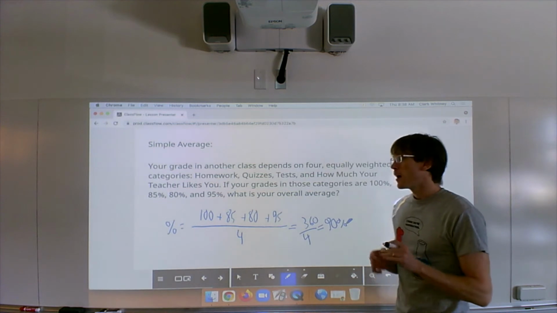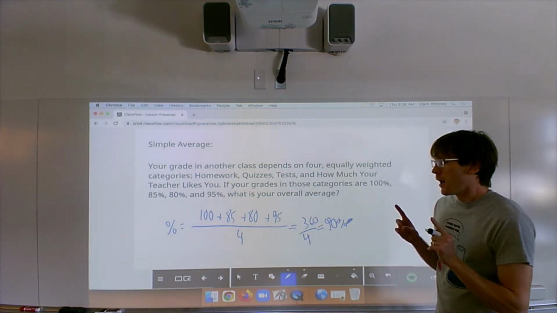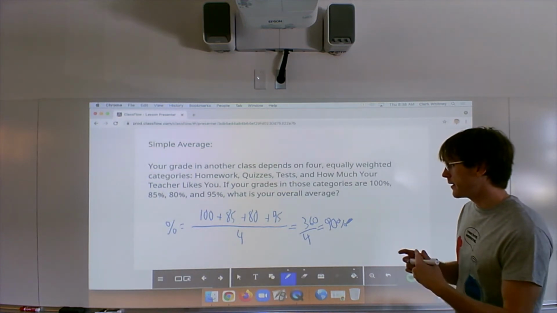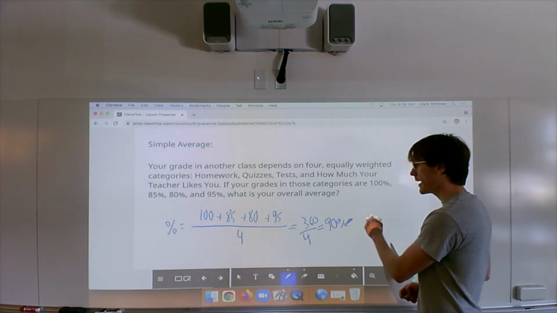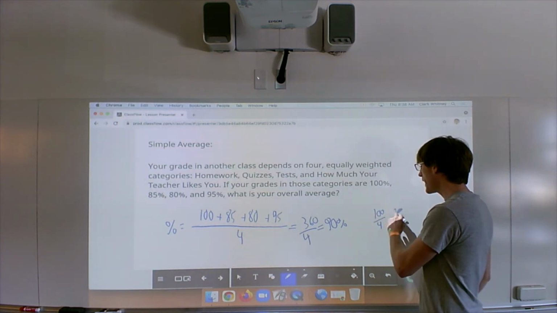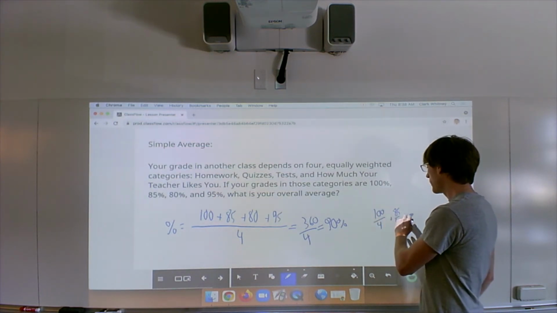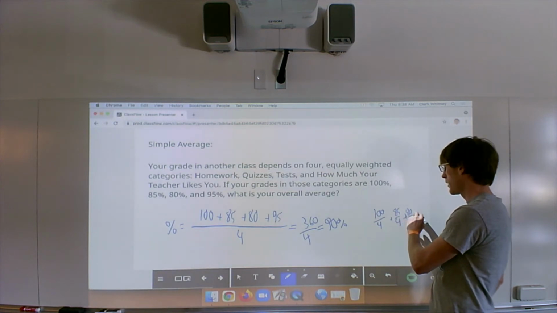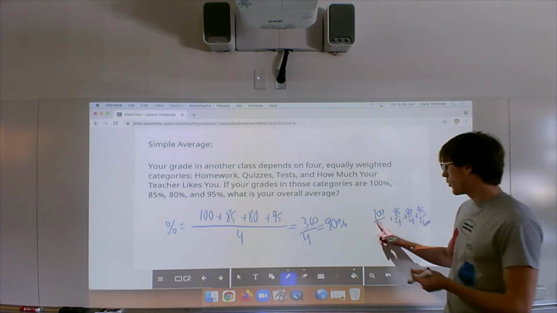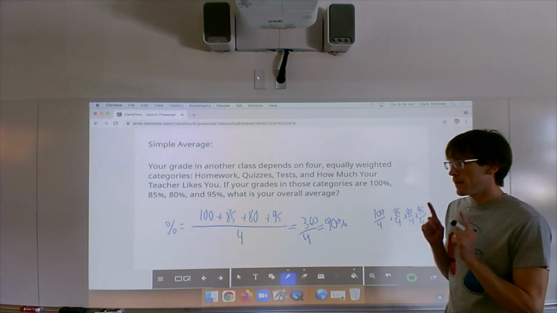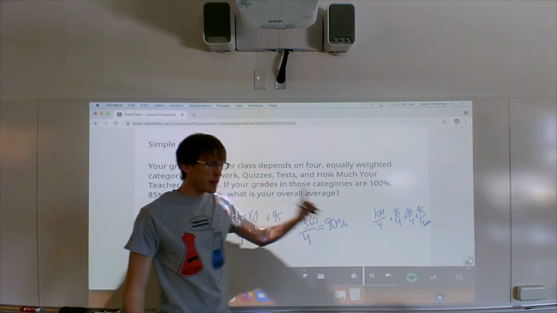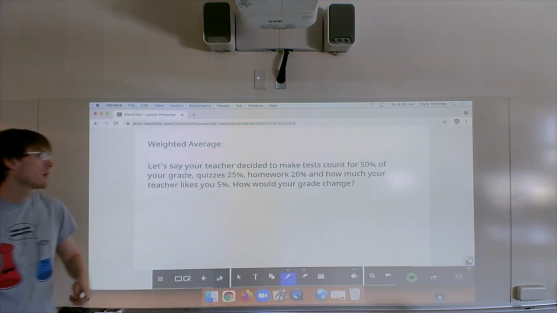Okay, great. But another way of looking at this is that you had 100 over 4 plus 85 over 4 plus 80 over 4 plus 95 over 4. You just take a quarter of each of these. That would be mathematically the same as what we have here. And that gives us a little bit of insight into the weighted average.